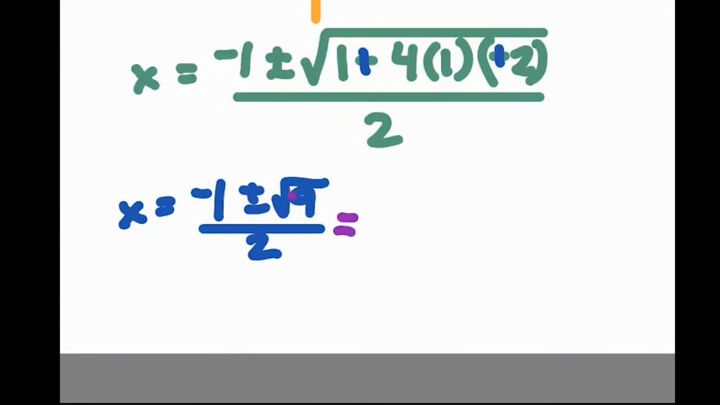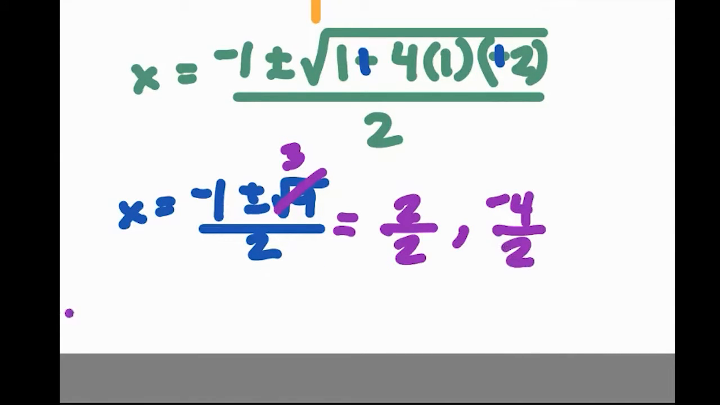which is equal to, so this is 3. So it's going to be negative 1 plus 3, which is 2 over 2, and negative 1 minus 3, which is negative 4 over 2. So you have your two answers right there. x is equal to 1 and x is equal to negative 2.